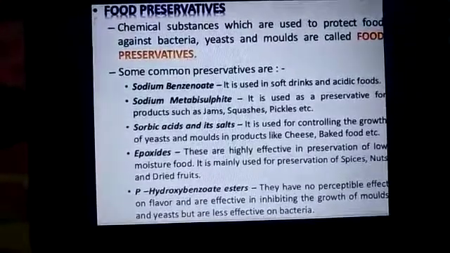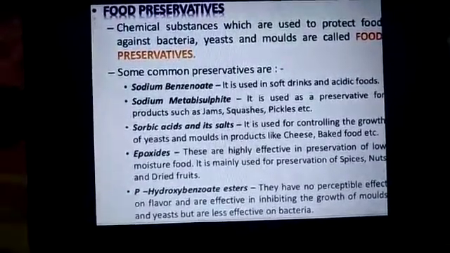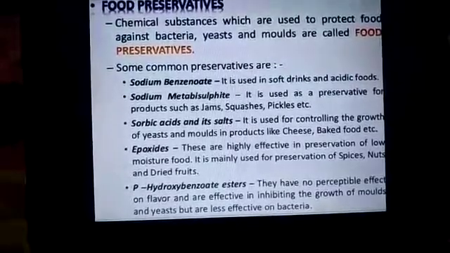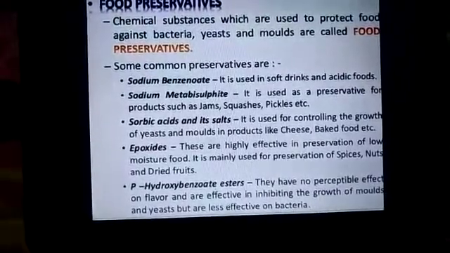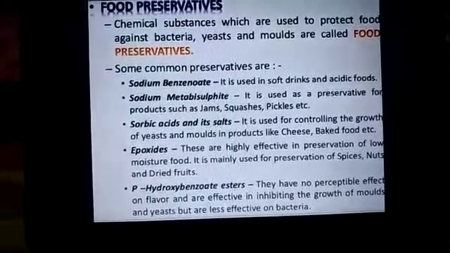Para-hydroxy benzoate esters have no perceptible effect on the flavor and are effective in inhibiting the growth of mold and yeast, but are less effective on bacteria.